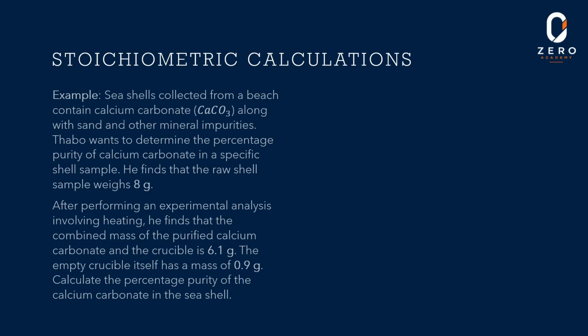Let's take a look at the solution. First, we're going to calculate the mass of the desired product, which is calcium carbonate. To do that, we're going to say the mass of calcium carbonate is equal to 6,1 minus 0,9, and that will equal 5,2 grams. That is because the 6,1 value is the combined mass of crucible and calcium carbonate after the reaction, and we are only interested in the mass of calcium carbonate, and hence we're going to subtract the mass of the crucible.